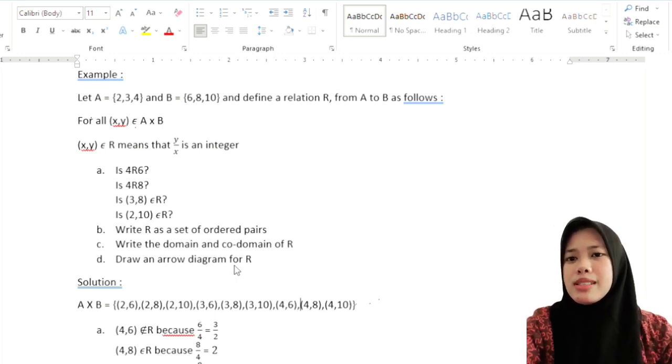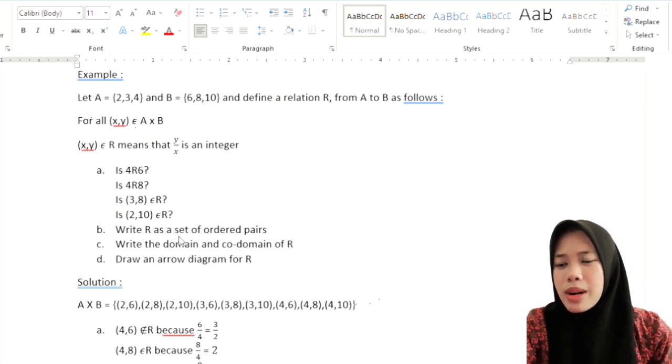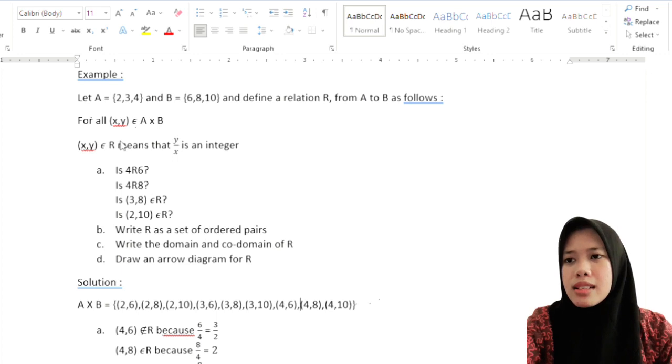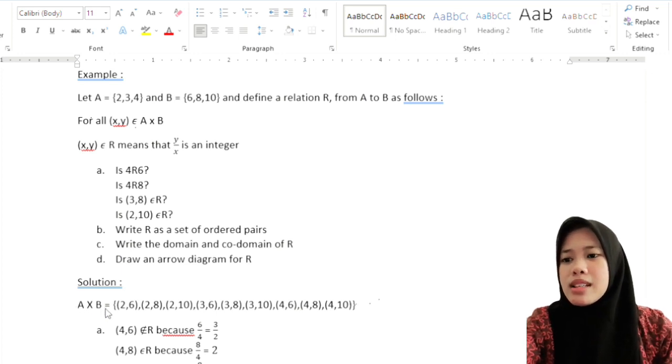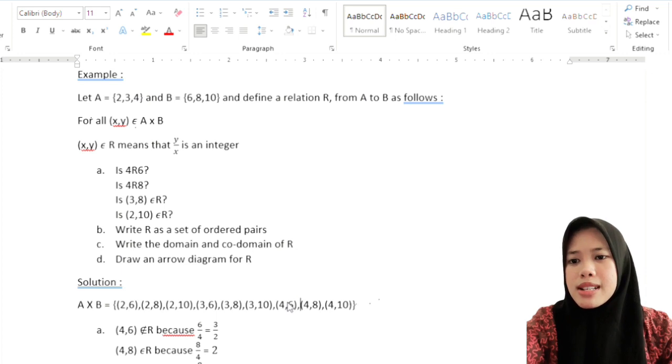how are we going to answer it? Okay, first, write the set of ordered pairs of A and B, and then we are going to combine set A and set B in a distributive manner. So A and B is equal to (2, 6), (2, 8), (2, 10), then (3, 6), (3, 8), (3, 10), and then (4, 6), (4, 8), and (4, 10).